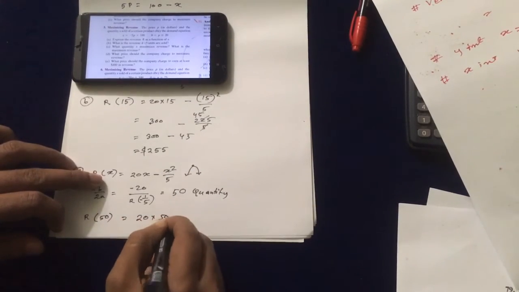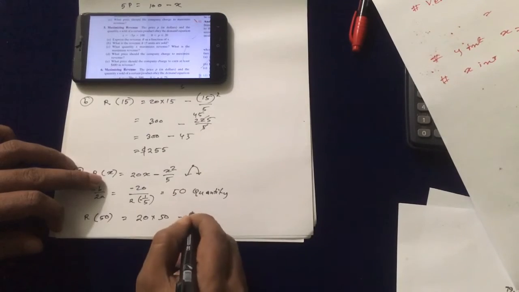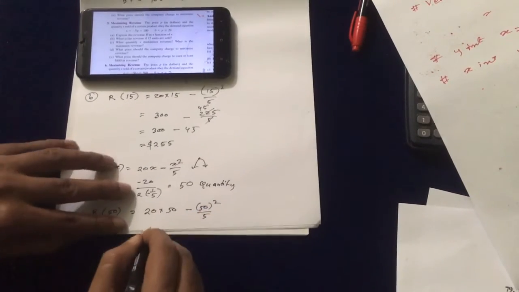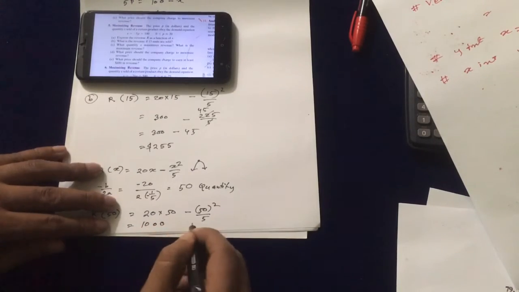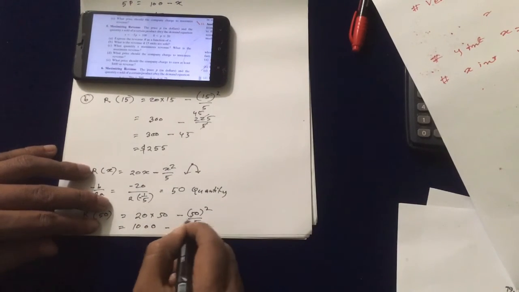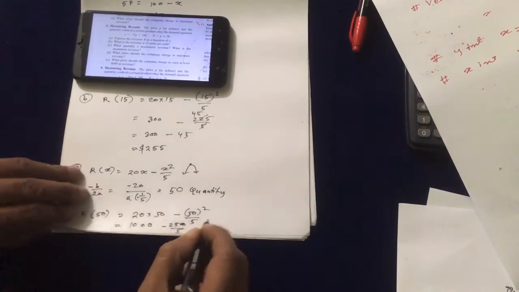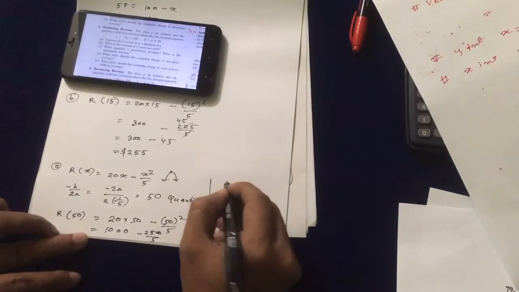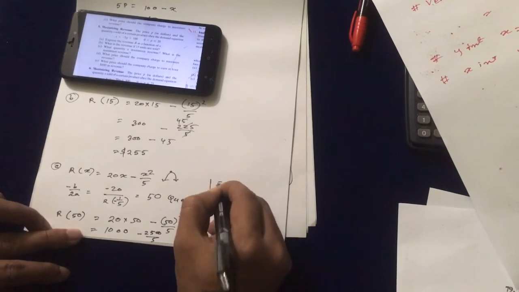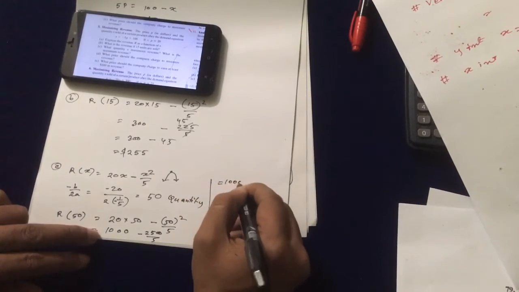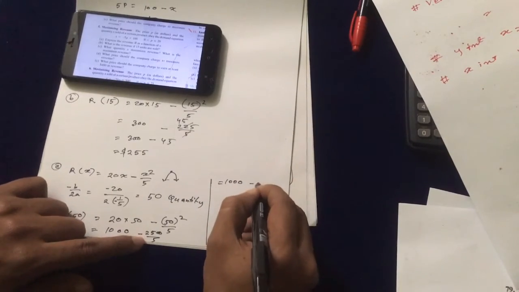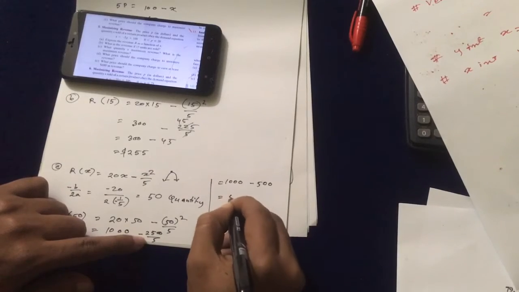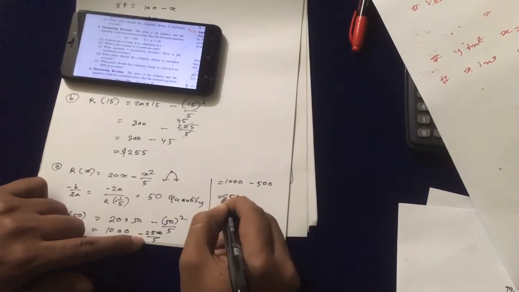into 50 minus 50 whole square divided by 5. So 20 into 50 equals 1000. Then 50 whole square means 2500, divided by 5. And then if I do it here, it goes to 1000 minus 500. So the price is $500.